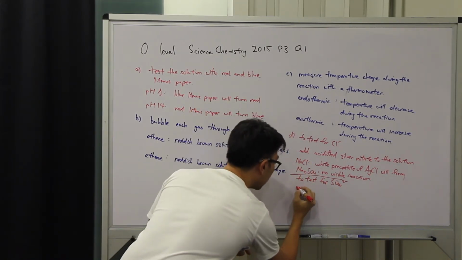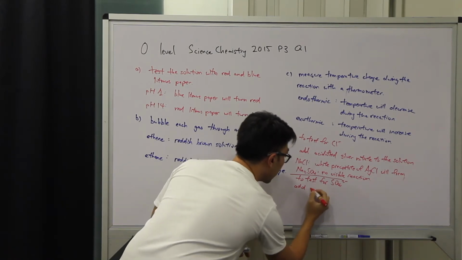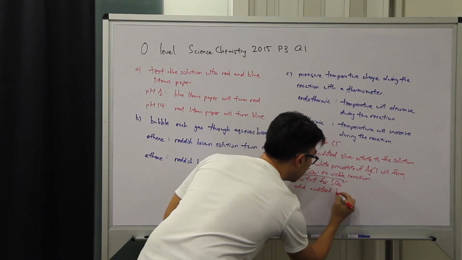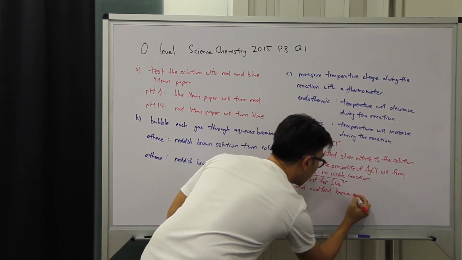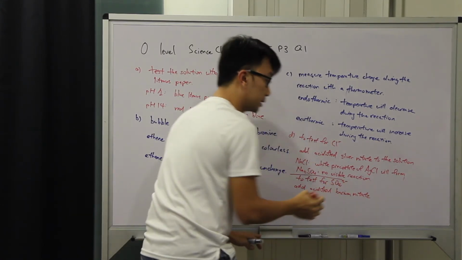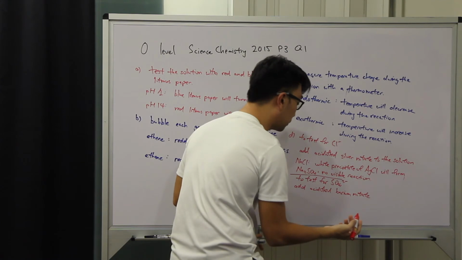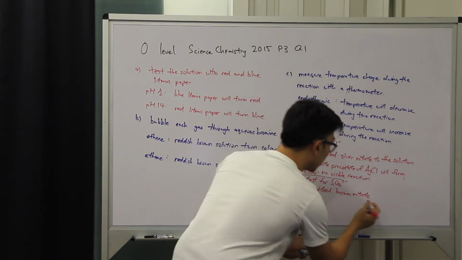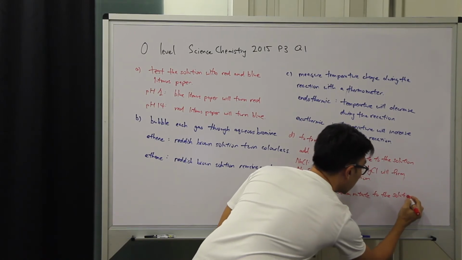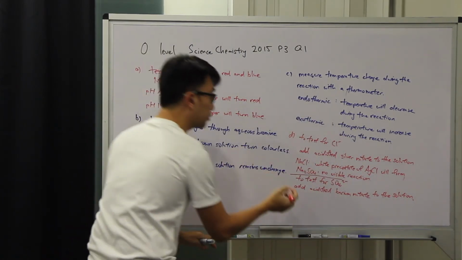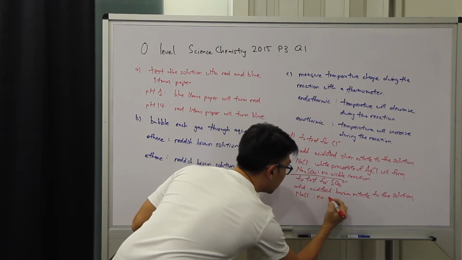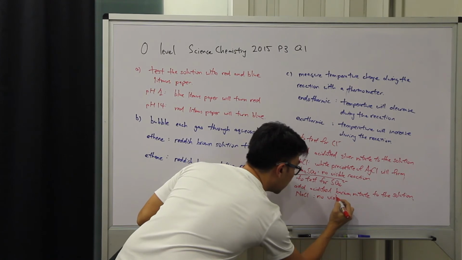We'll add acidified barium nitrate, because barium sulfate is insoluble, so it will come out as a precipitate. So we'll add barium nitrate to the solution. This time around, for sodium chloride, there will be no visible reaction.